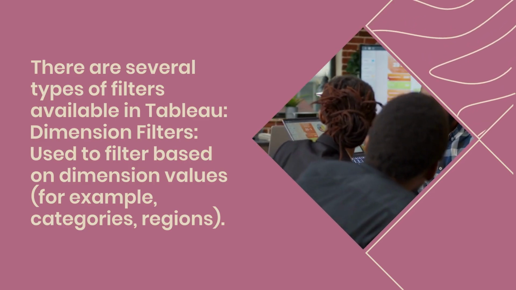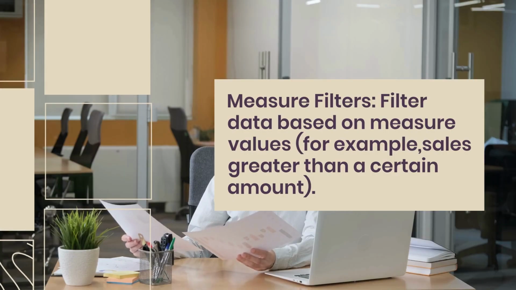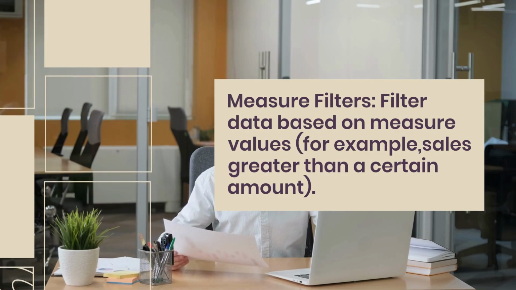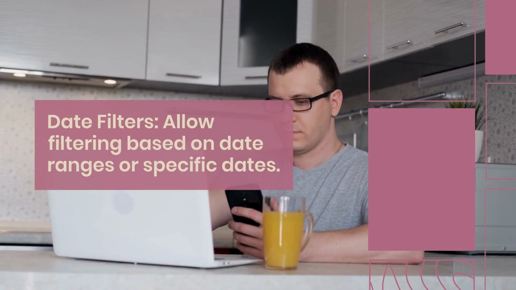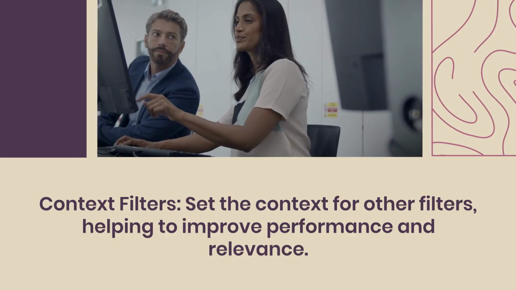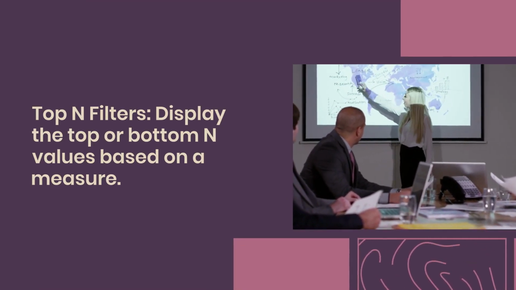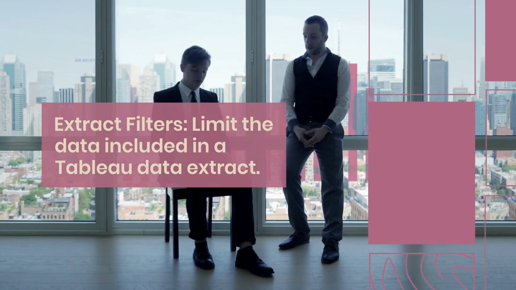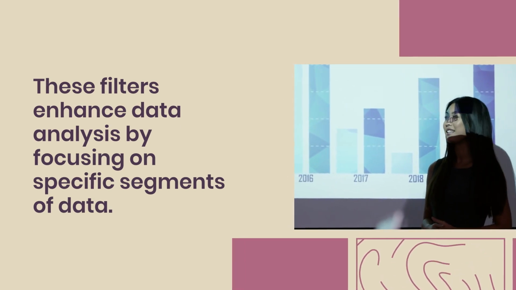Dimension filters. Used to filter based on dimension values, for example, categories, regions. Measure filters. Filter data based on measure values, for example, sales greater than a certain amount. Date filters. Allow filtering based on date ranges or specific dates. Context filters. Set the context for other filters, helping to improve performance and relevance. Top-N filters. Display the top or bottom N values based on a measure. Extract filters. Limit the data included in a Tableau data extract. These filters enhance data analysis by focusing on specific segments of data.